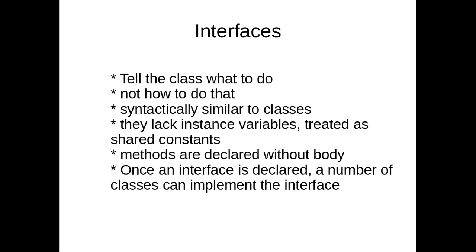So the difference between abstract class and interface is, in an abstract class, if you are defining a method signature, then you cannot have methods of multiple abstract classes to be implemented in a single subclass. That means Java doesn't support multiple inheritance.